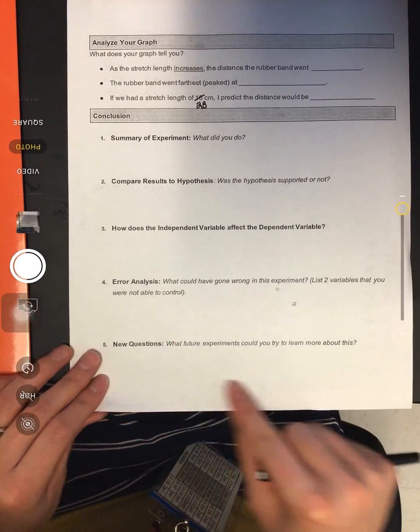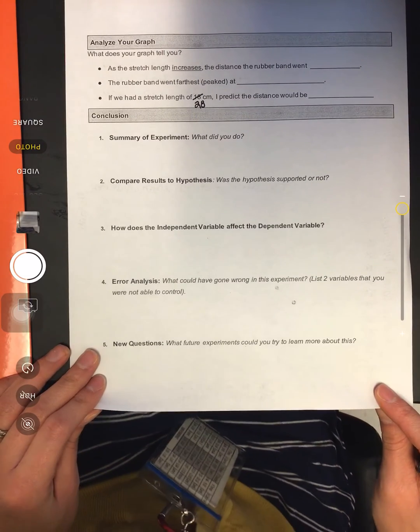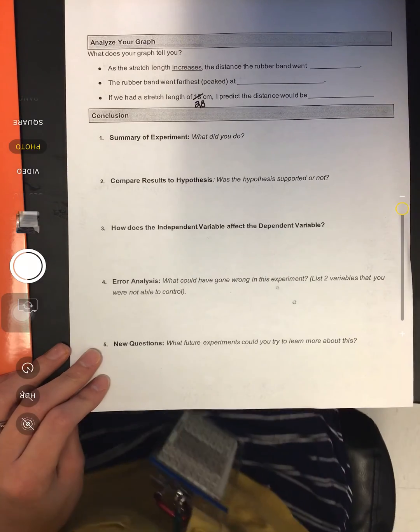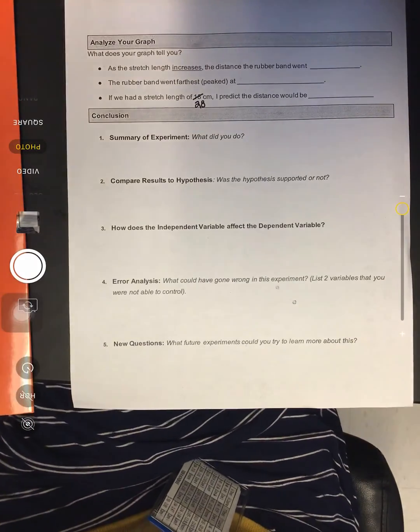And finally, what more questions do you have about rubber bands and about this lab? What do you think we could investigate further with rubber bands? When you finish this, we are going to do the same thing to turn this lab in.